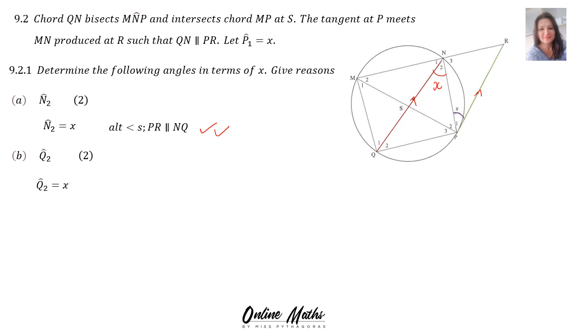Q2 is X, and the reason is it's the tan-chord theorem. And if you look at this, it's the angle between the tangent and the chord is equal to the angle in the opposite segment. So there's Q2, also X, and it's worth 2 marks.